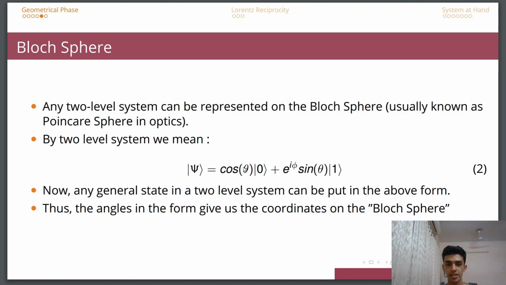But there is a caveat here. I'll not go into that. Because the total phase minus sign doesn't change anything, actually it should be theta by 2, but that's not really relevant for our situation. So we'll just use cos theta and e to the power i phi. Just the angles give us the coordinates on the Bloch sphere.